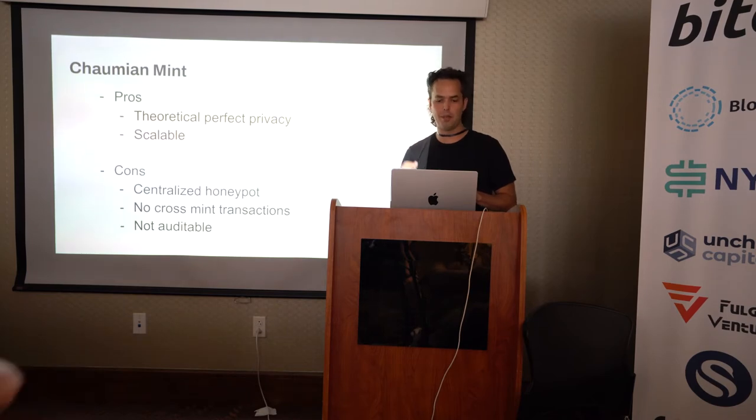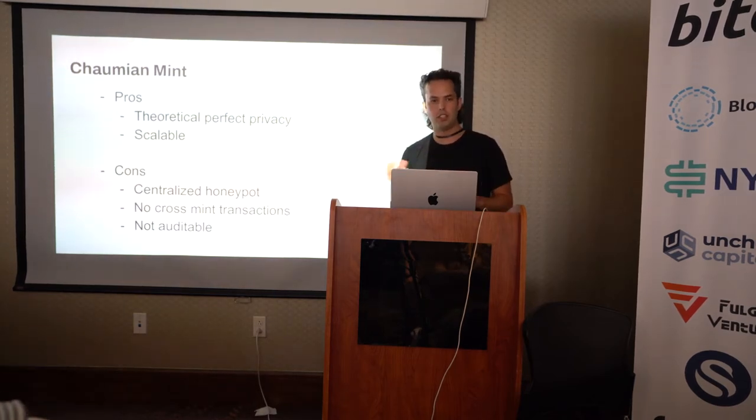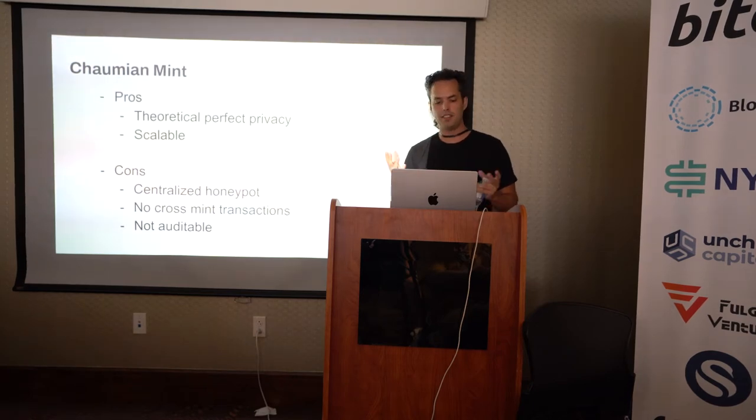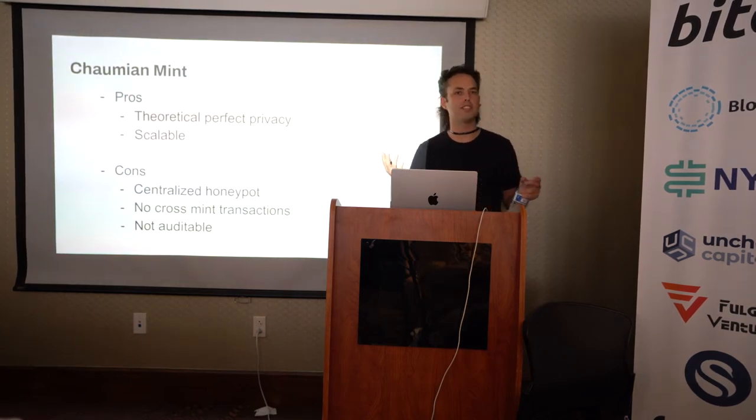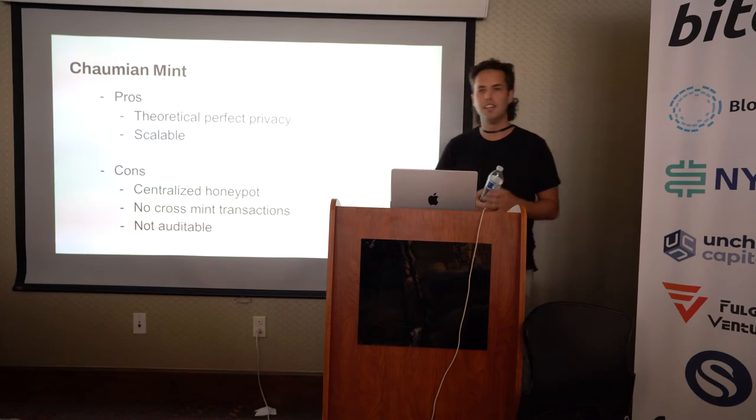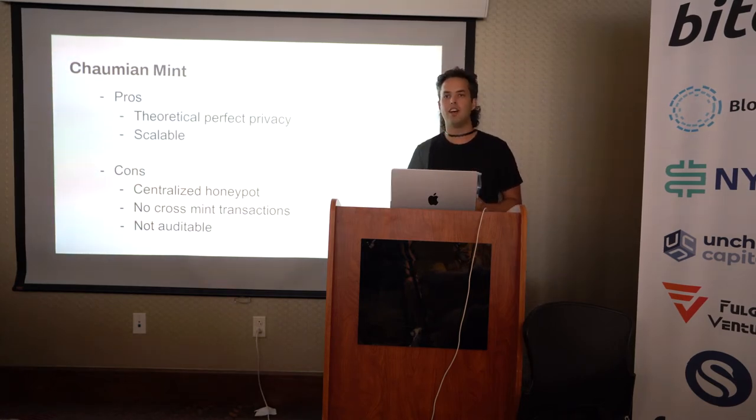So Chaumian Mint, the pros: very good privacy and it's very scalable, because a lot of transactions can be moved off chain. The bad: it's a centralized honeypot, right? That's why this thing has existed since the 80s and nobody uses it. There have been pilots and they always get shut down, because why would Visa let this happen? Why would the Senate? Political people would not like this. And it's hard to pay between mints.